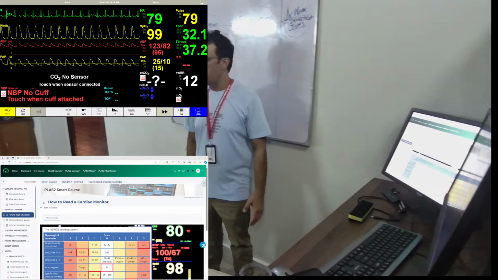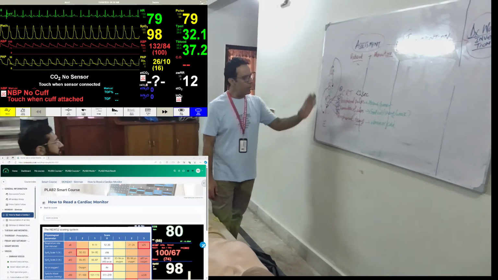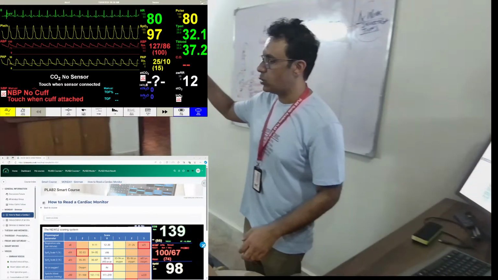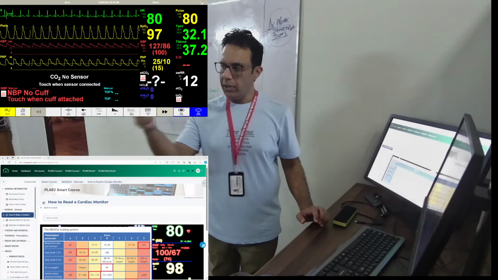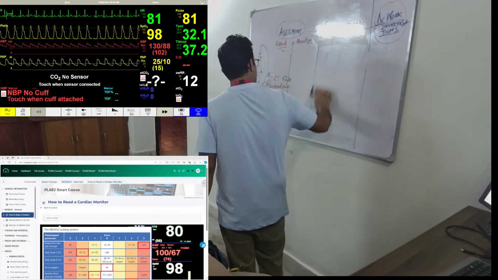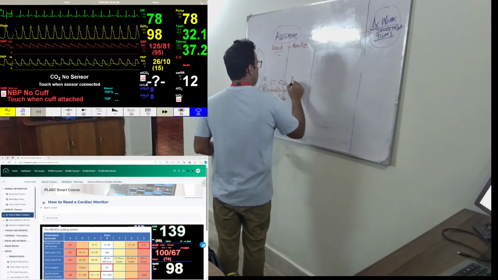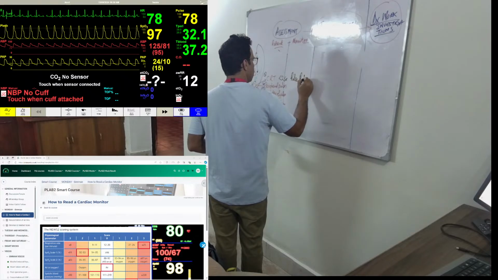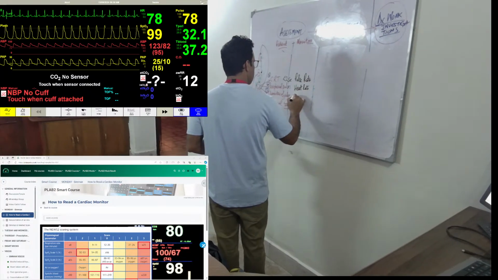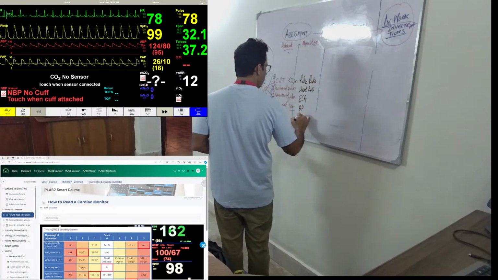Now you look at the parameters on the monitor. So we have done the assessment on the patient. Next thing is the confirmation of your assessment on the monitor. There are 5 things to look for: pulse rate, heart rate, ECG, blood pressure, and temperature.